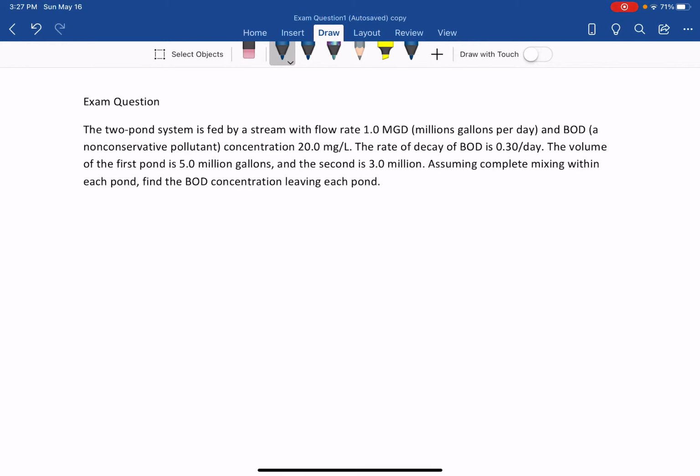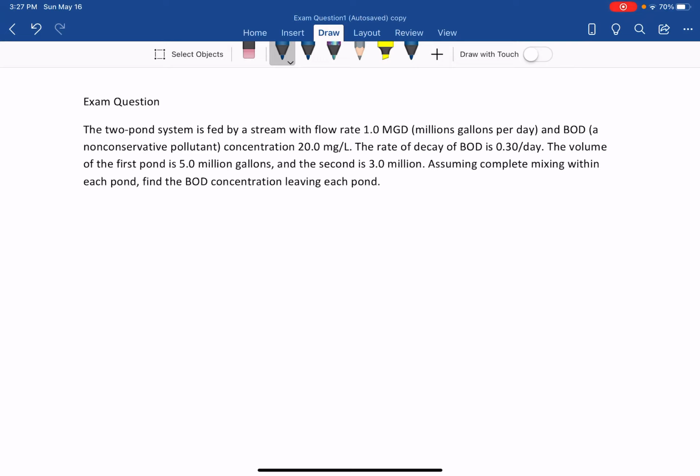Let's look at this exam problem. The two-pond system is fed by a stream with a flow rate of 1 million gallons per day, and a BOD, a non-conservative pollutant. Remember we mentioned in class, if it's conservative, K is 0, but BOD is non-conservative, and that's why it will be biologically degraded. So that's why we call it non-conservative.